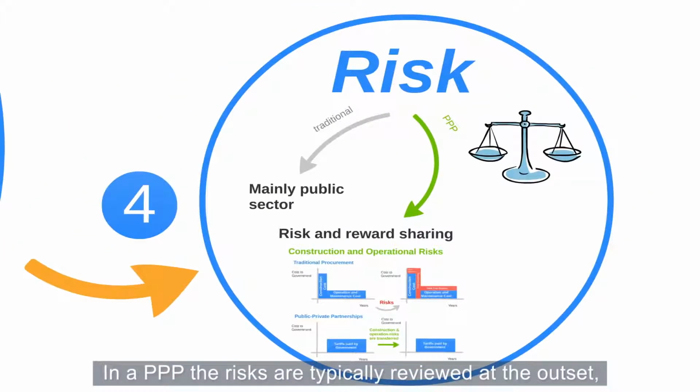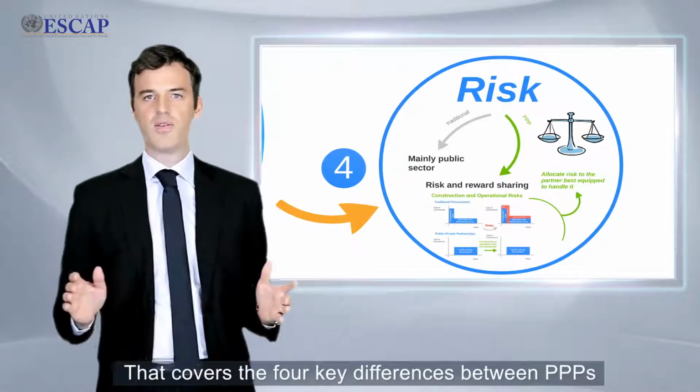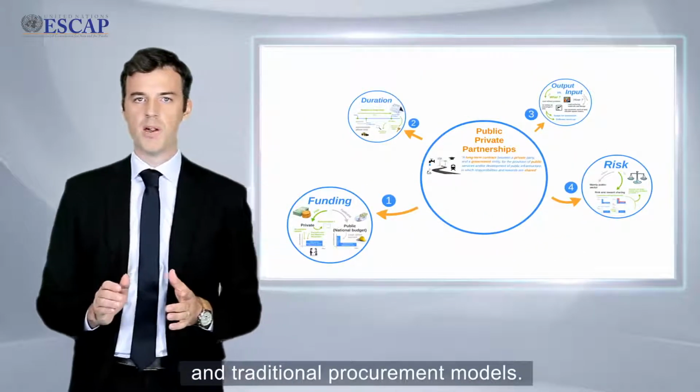In a PPP, the risks are typically reviewed at the outset, and the project is structured to allocate risk to the partner who is best equipped to manage them. That covers the 4 key differences between PPPs and traditional procurement models.